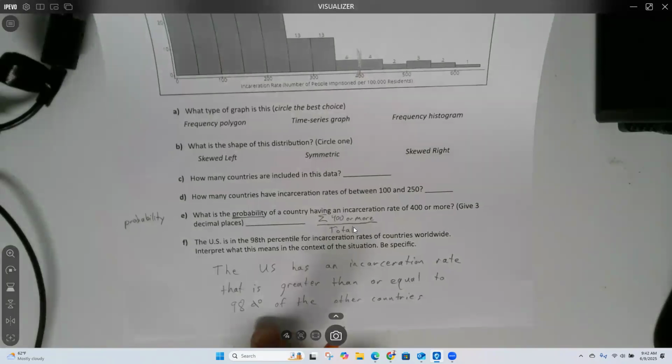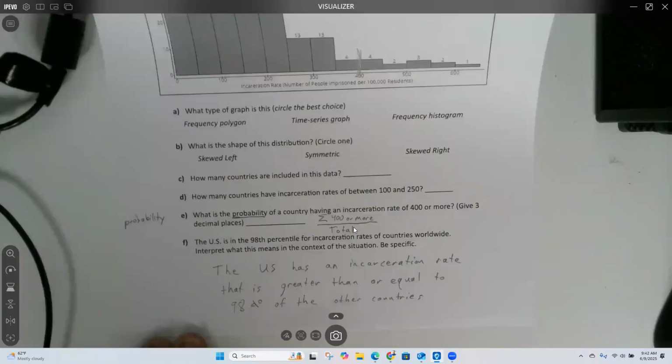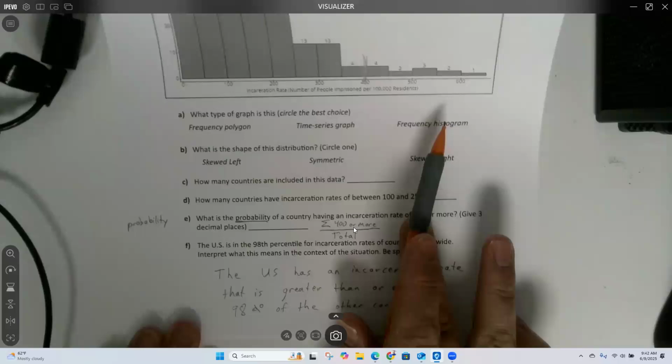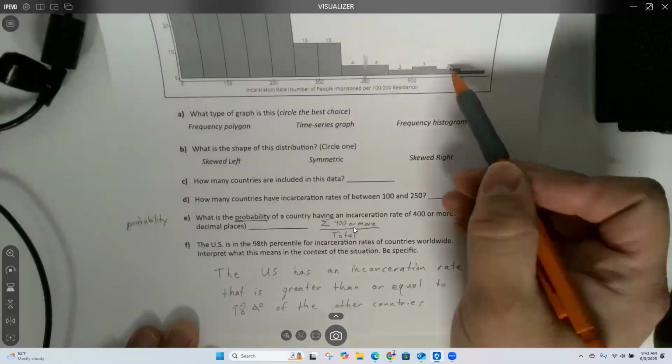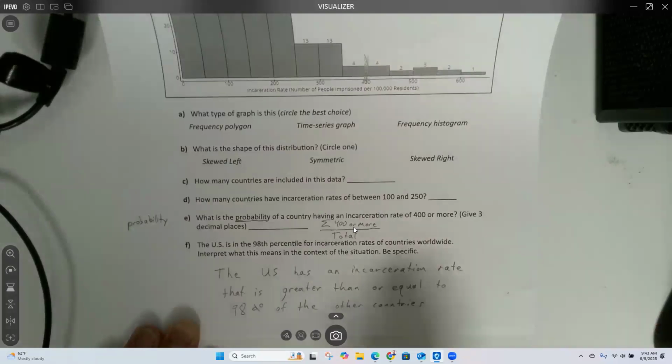So, in other words, what that means is, out of all the countries in this list in the world, in this case the population is the world, there's only 1%. So at 98%, anyone that's in the same bucket as us, we count as equal to. So it's only the people in the 99th percentile that have a higher incarceration rate. All other countries are below. The U.S. has an incarceration rate that is greater than or equal to 98% of the other countries. All right.